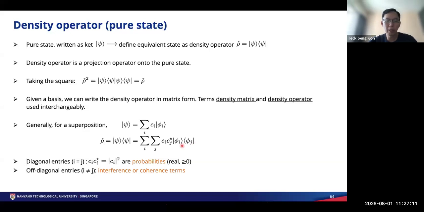So what we can then see is that since this represents row and this represents column, on the diagonal, when i equals j, you get c_i times c_i conjugate. So this is a probability, as we saw. So the diagonal terms on a density matrix or density operator represent probabilities. They are real and they are greater than or equal to 0, less than or equal to 1. The off-diagonal terms, where row is not equal to column, i not equal to j, we call interference or coherence terms. So this will be important later on.